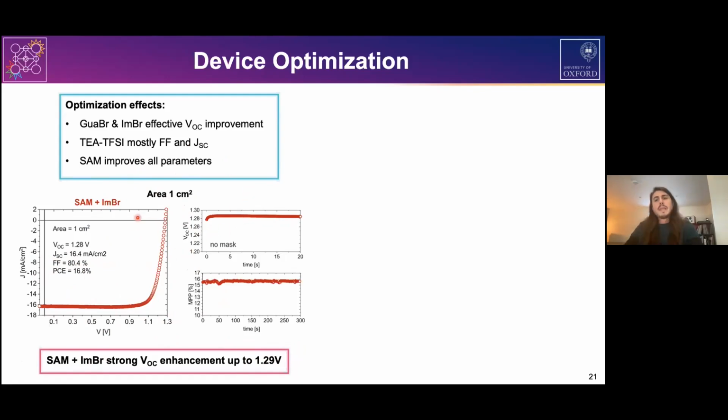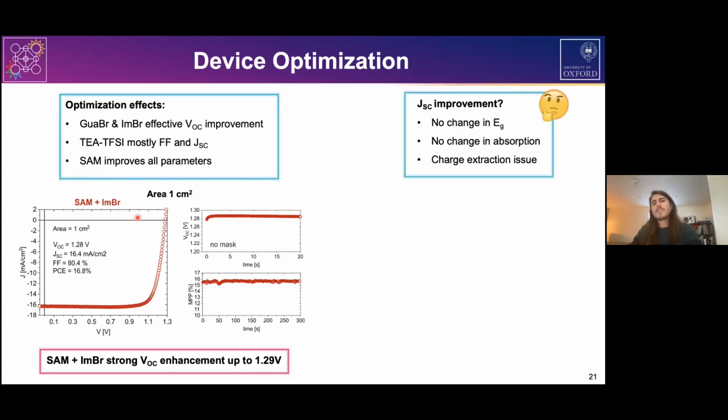And in terms of understanding here, the VOC was quite straightforward, or let's say expected, to see all these improvements in VOC. What was a bit surprising was to see the improvement in short circuit current upon this interface optimization. So here we don't really have a change in bandgap. We don't really have a change in absorption. So the improvement in short circuit current that we see must come from something that is related with the charge structure in our device.